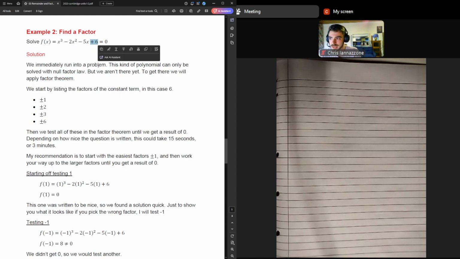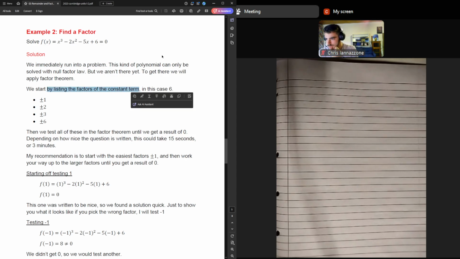And the way it works is that you go to the constant of your polynomial, whatever that happens to be, whether it's a cubic, whether it's a quartic. In this case, it's a cubic, and the constant is 6. All you're going to do is list out the factors, positive and negative, of that term. In this case, it's 6. So we're looking at plus minus 1, plus minus 2, plus minus 3, and plus minus 6. These are the numbers that we're going to sub in to our factor theorem and hope that we get 0.